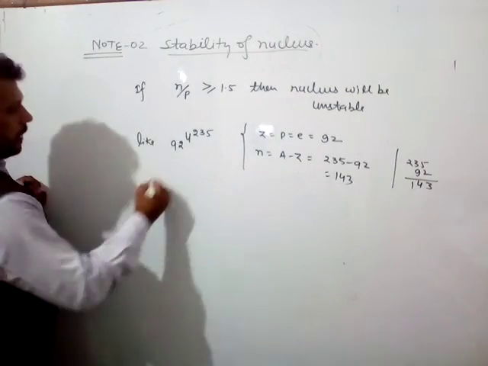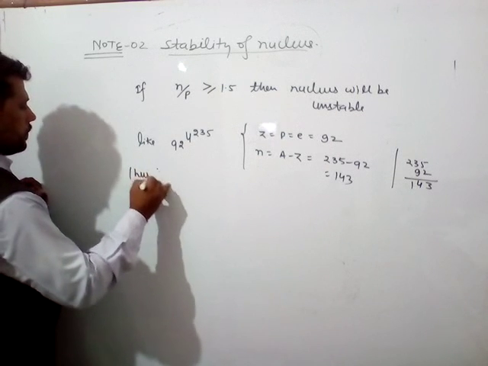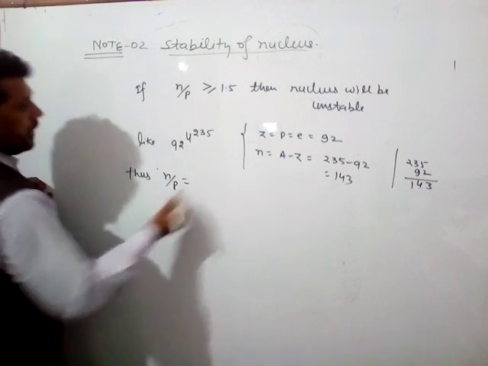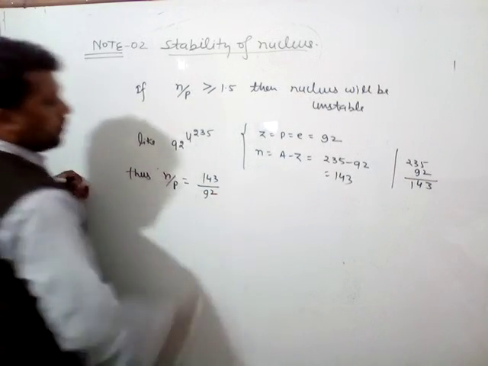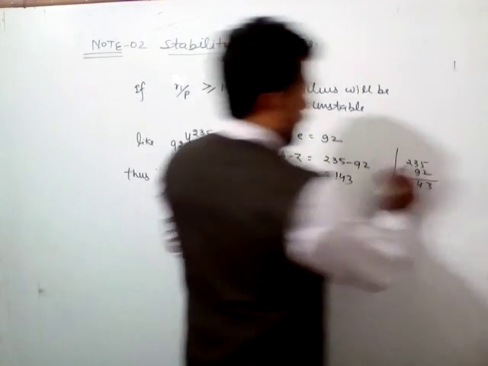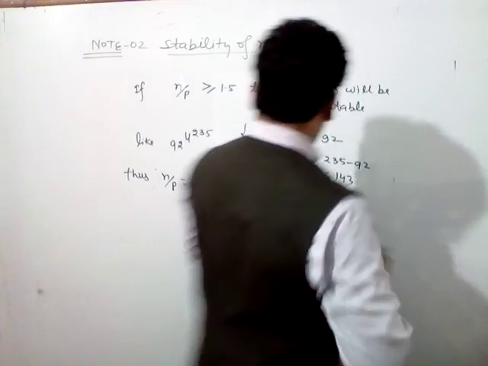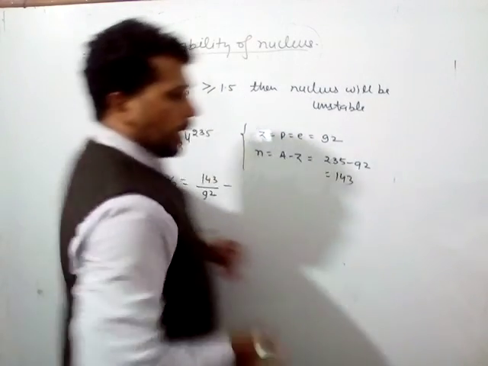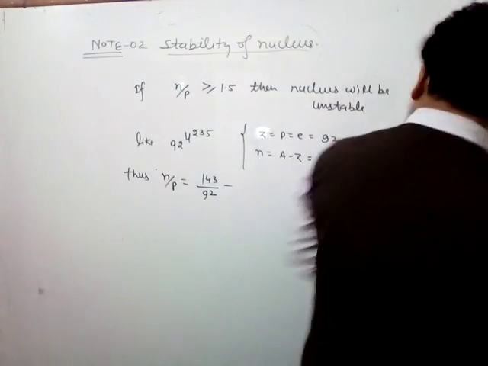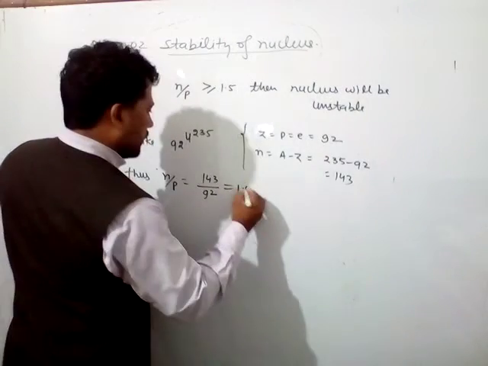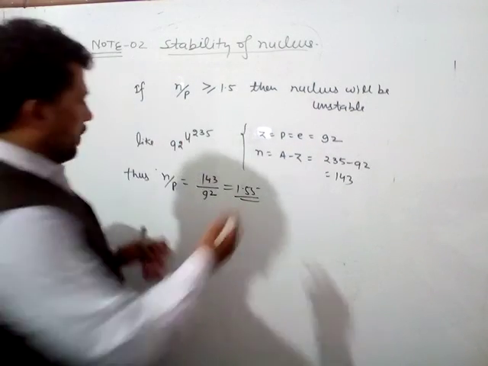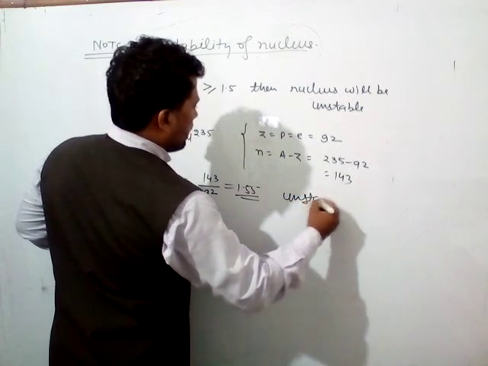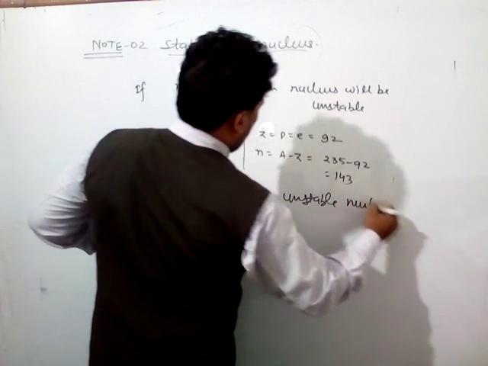So that is equal to 143. So the value of N by P is equal to 143 upon 92, and after solving it will be approximately 1.55. So this is also an unstable nucleus. Okay, unstable nuclei.